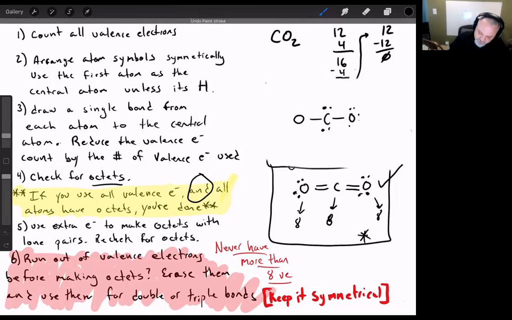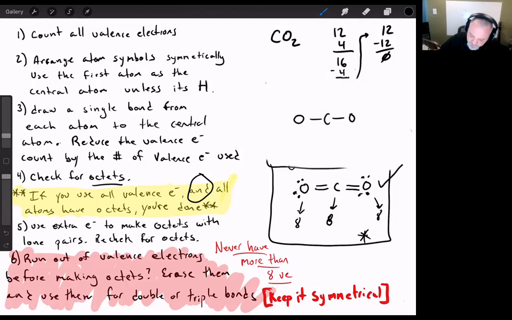Now I could have done it differently. I could have done it like this. 1, 2, 3, 4, 5, 6, 7, 8, 9, 10, 11, 12. So we're in the same situation. I don't have an octet around the carbon. So I want to apply rule number 6, but it becomes a little bit more straightforward, right? If I apply rule number 6, I need to erase some. Ooh, that's a big eraser. I need to erase some and make a double bond.